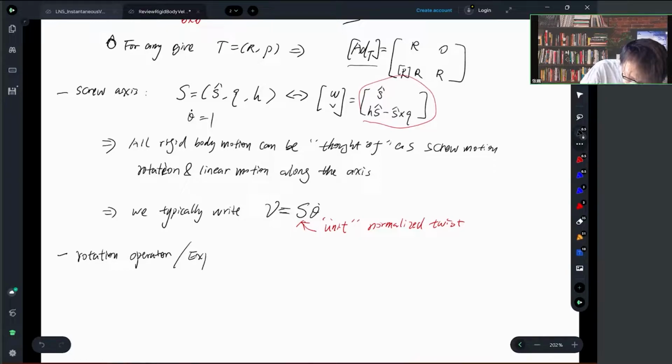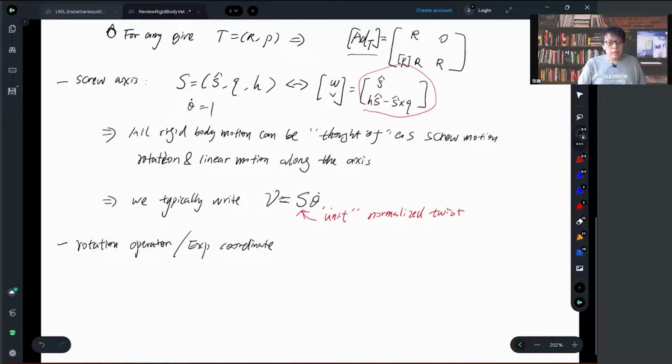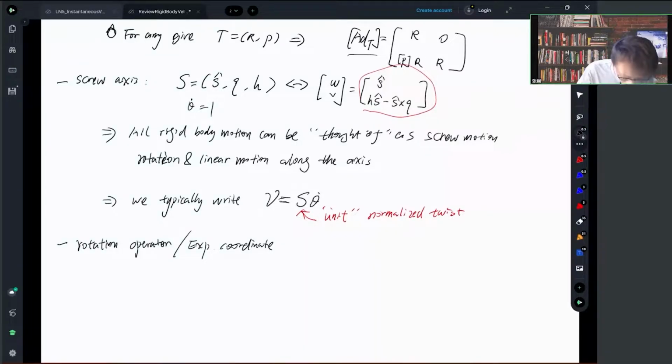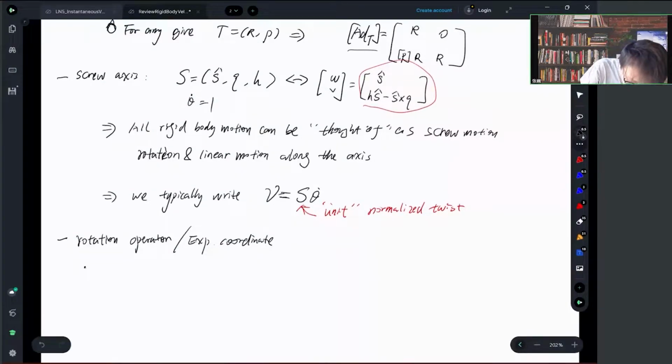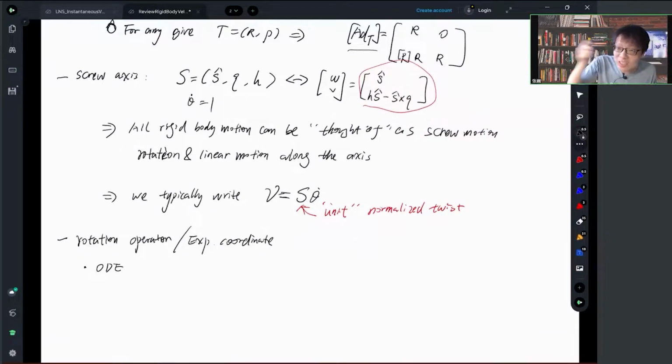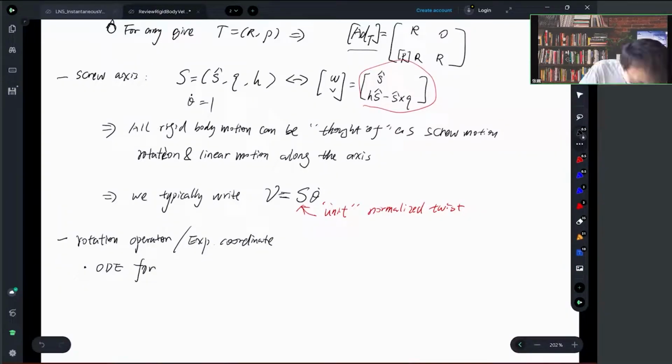and exponential coordinate. The rotation operator view is the foundation to understand exponential coordinate of SO3 and SE3. Okay, and the key here is that you need to view the rotation action, or rotating some point on the rigid body, as a differential equation. So an ODE for rotation, this is an action, no longer an orientation representation. This is a point on the rigid body.